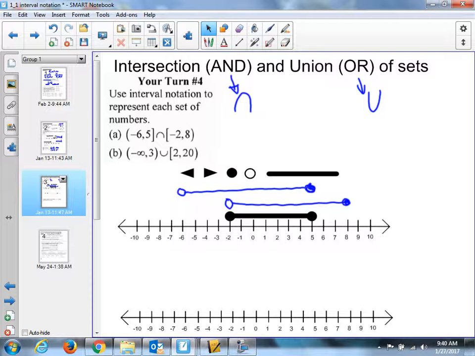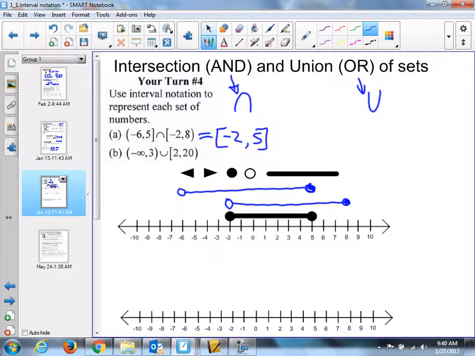So, I'm only putting the number line there as a thinking step. This set is the same as negative 2 to 5 inclusive, including brackets, right? I got a question.